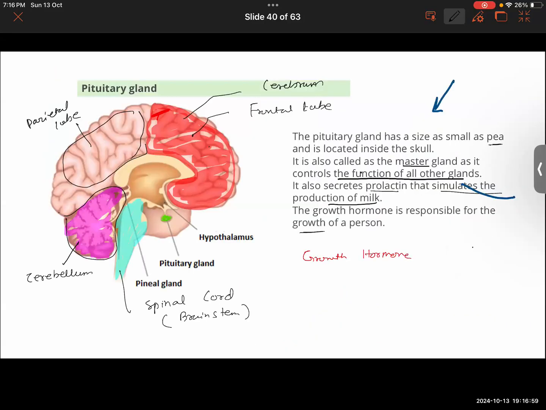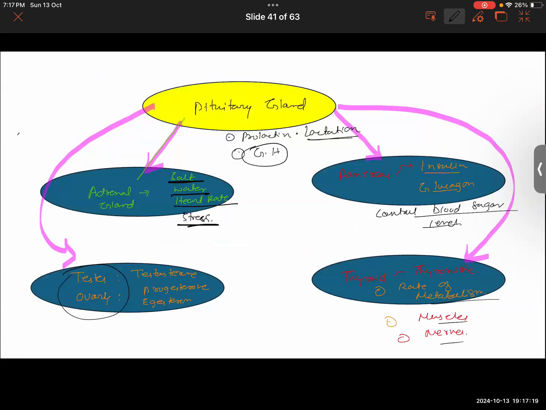Further, we learned about the pituitary gland, that is the master gland. It controls the function of all other glands. Particularly, it secretes two main hormones. One is prolactin, which stimulates the production of milk. Basically, it stimulates the mammary glands in females to produce milk. Further, it secretes growth hormone, which is responsible for the growth of a person.